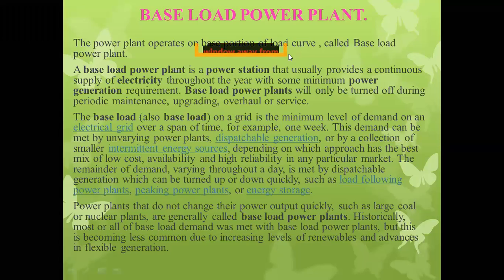So the base load on a grid is the minimum level of demand on an electrical grid over a span of time. So as we know the actual meaning of the base load, once again, it is the minimum level of load demand on an electrical grid. So we have to remember this. Base load is the minimum level of load on the power grid.